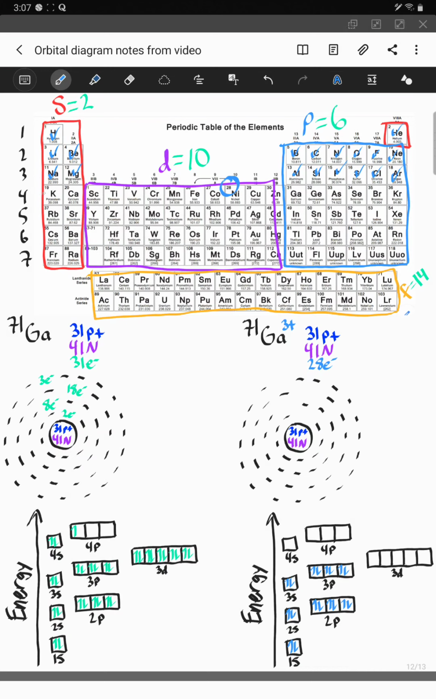All right, keep moving left to right. We are now at the 4s orbital. Keep moving left to right. We are now at the 3d orbital. And we're going to fill in 1, 2, 3, 4, 5, 6, 7, 8.